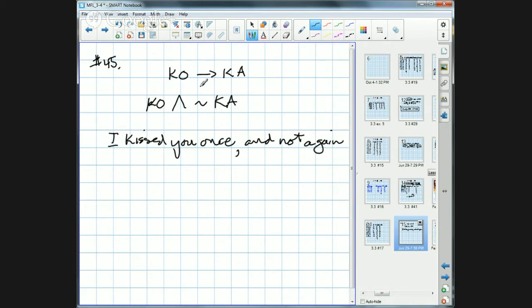What made that tricky is we didn't talk a lot about the negation of an if-then, but if you just remember that an if-then is only false when the first part's true and the second part's false, make the first part true and make the second part the negation. Okay. And then you'll have it.